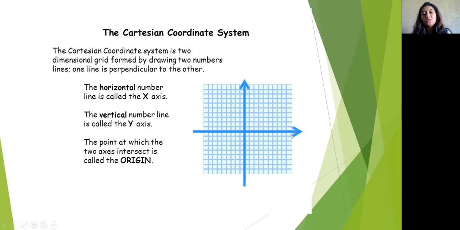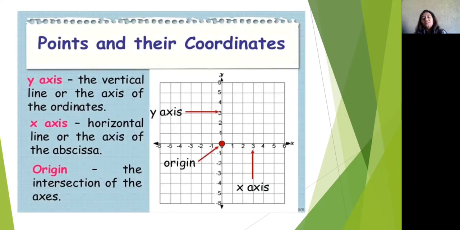Now, what is this horizontal line known as? The horizontal line is the x-axis and the vertical line is the y-axis. The point where the two lines intersect is the origin, also known as (0, 0). Now, let us understand something about points and their coordinates. Here, students, we have understood that the y-axis is the vertical line, which is also known as the ordinate. And the x-axis is the horizontal line, which is also known as the abscissa. And the 0 is the origin.